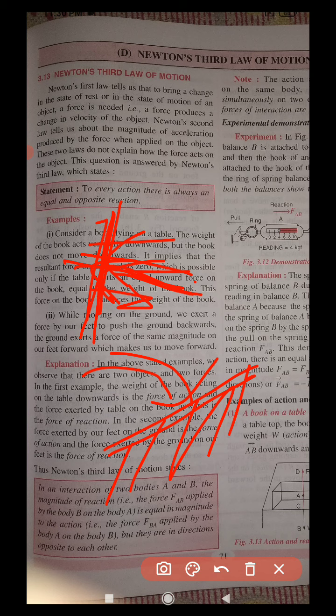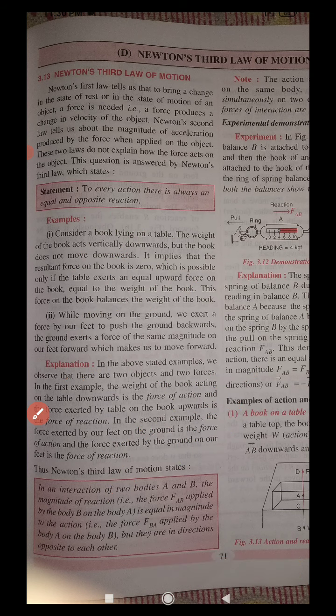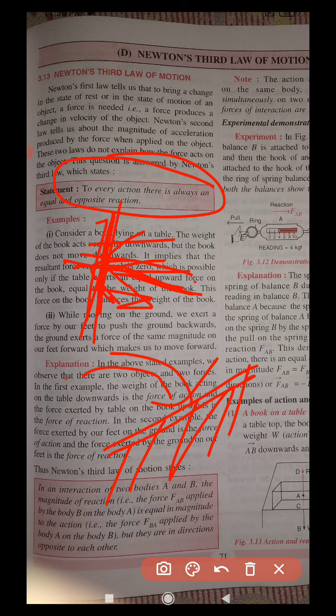Now, you use this in everyday life. Suppose some friend of yours beats you. Similarly, you give an equal and opposite force back, so the equal and opposite reaction is the action. That is Newton's third law. Okay, so students, see, this is the statement.